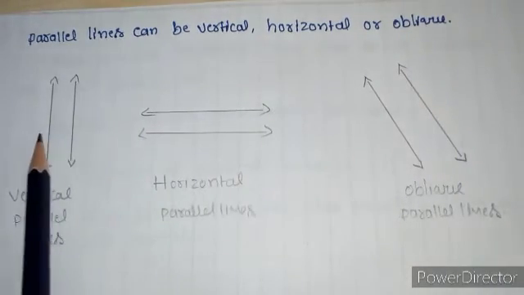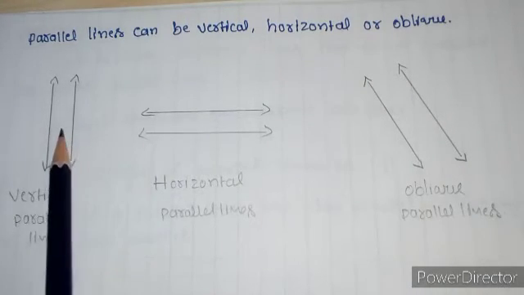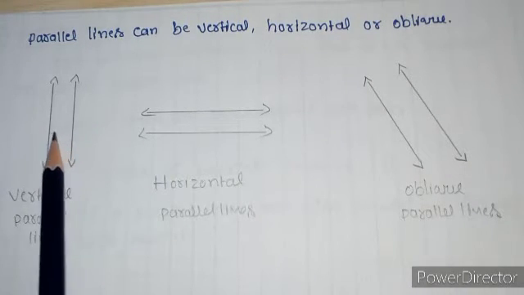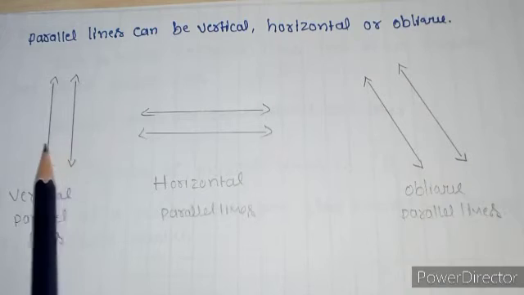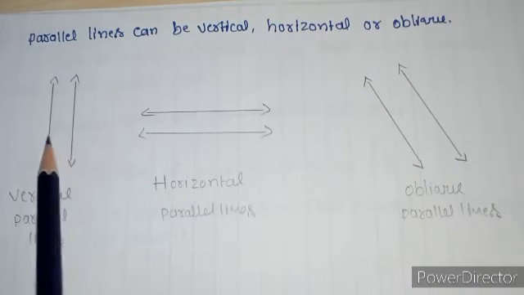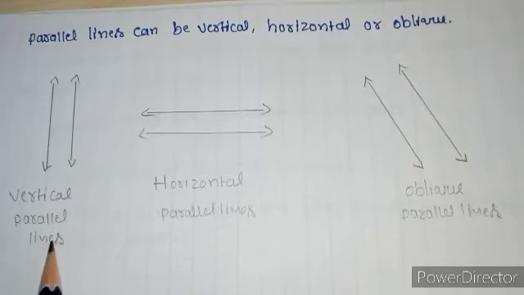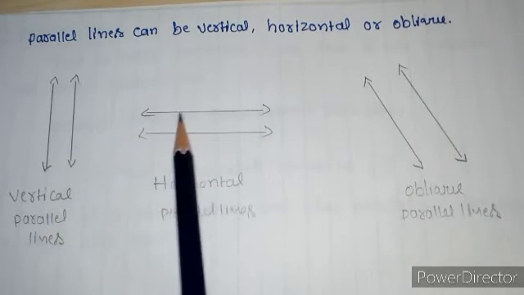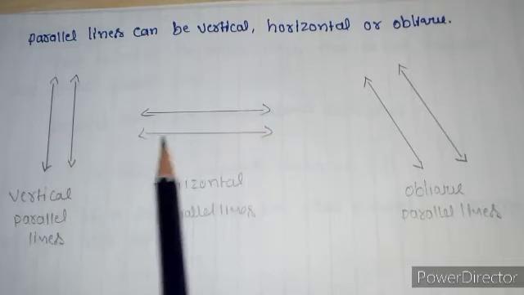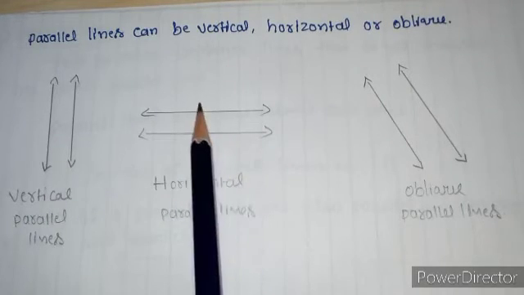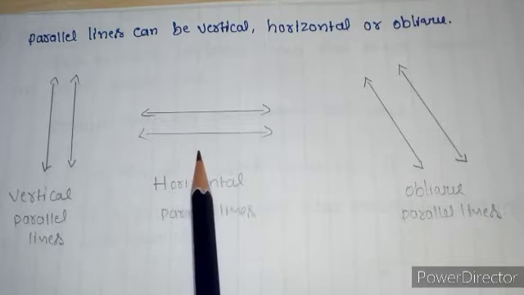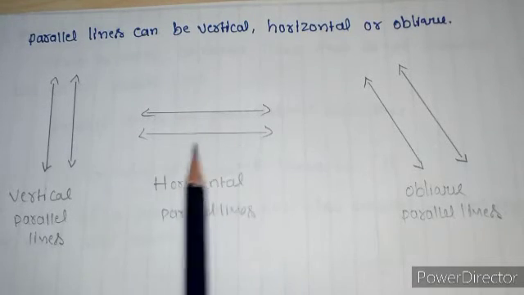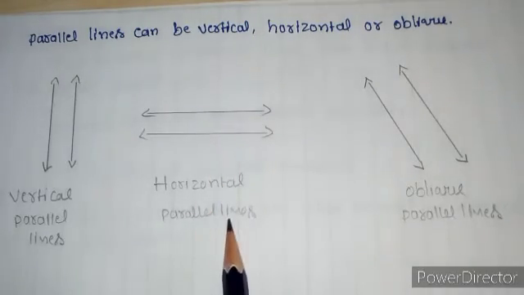So here two vertical lines. Two vertical lines are parallel to each other. So here these two lines are vertical parallel lines. Here two horizontal lines, right? So here two horizontal lines are parallel to each other. So here these two lines are horizontal parallel lines.